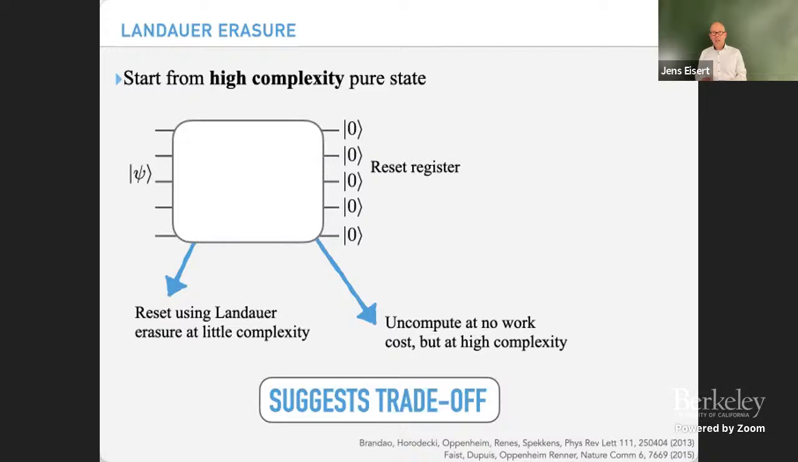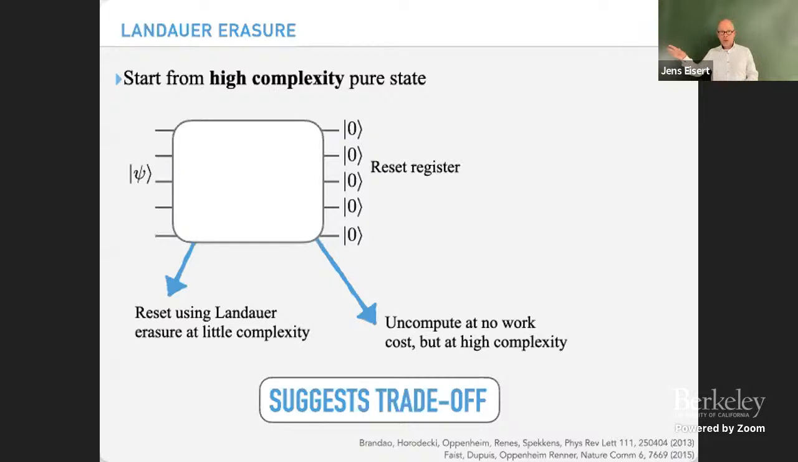But there's also the other strategy of not caring about this being a pure state or whatever, and just resetting the system using Landauer erasure at little complexity, but then at a work cost of the type that we have seen earlier. So that suggests that there should be a kind of trade-off between work and entropy related measures on the one hand and complexity notions on the other.